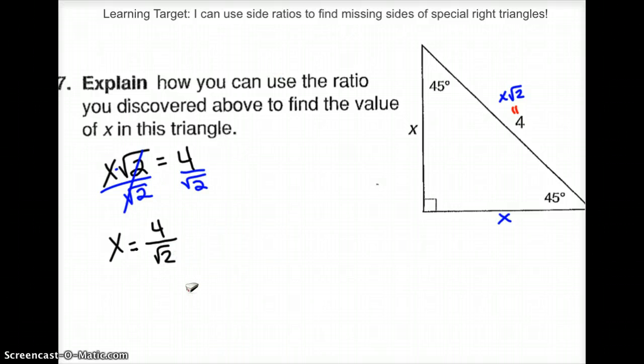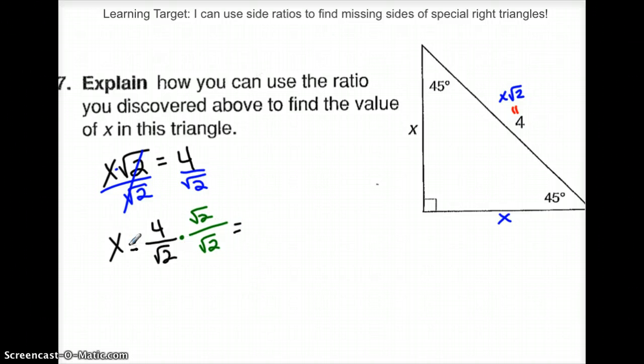But if you've taken any sort of algebra class, you'll know that this is not acceptable. You cannot have a radical in your denominator, so we need to rationalize. And we do that by doing this special fraction kind of thing where we multiply top and bottom by square root of 2.